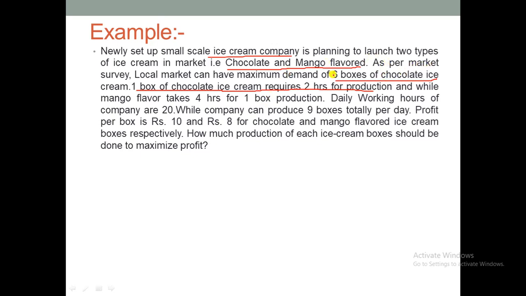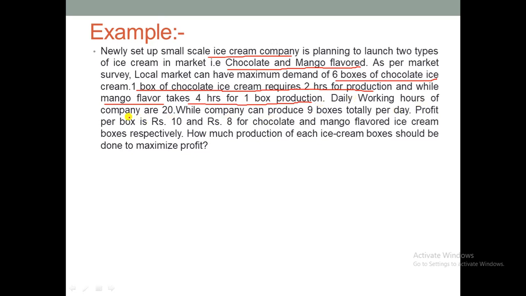So once again we'll see this. As per market survey, local market can have maximum demand of 6 boxes of chocolate ice cream. So market says that it can accommodate only 6 boxes of chocolate ice cream. One more condition is given, that one box of chocolate ice cream requires 2 hours for production, means in 2 hours, one box of chocolate ice cream is produced. While to produce a mango flavored ice cream, one box requires 4 hours. So obviously double as compared to the chocolate ice cream.